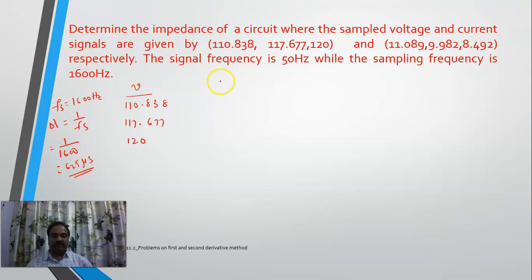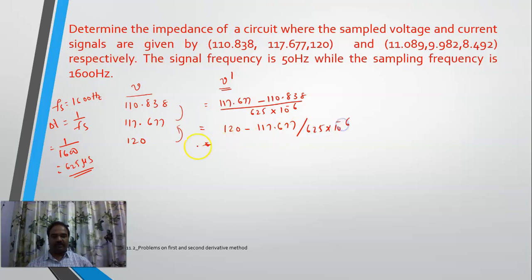If I want to determine V dash, what is the V dash formula? It is the next sample minus the previous one: 117.677 minus 110.838 by 625 into 10 to the power of minus 6. Similarly, for the next value, I subtract 120 minus 117.677 by 625 into 10 to the power of minus 6. And for the last one, I won't get any value because there is nothing present there.